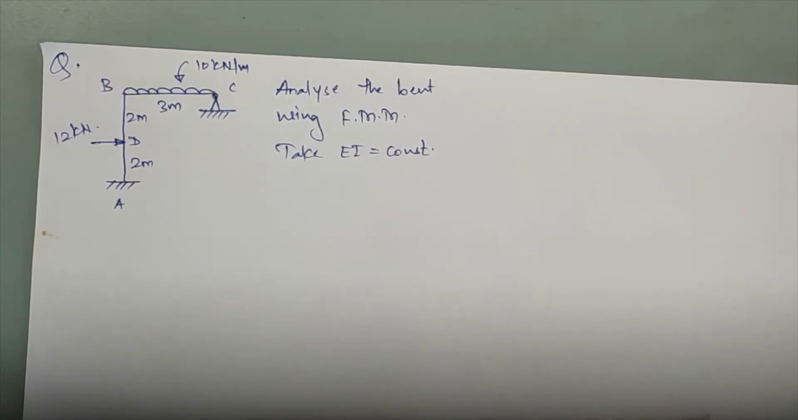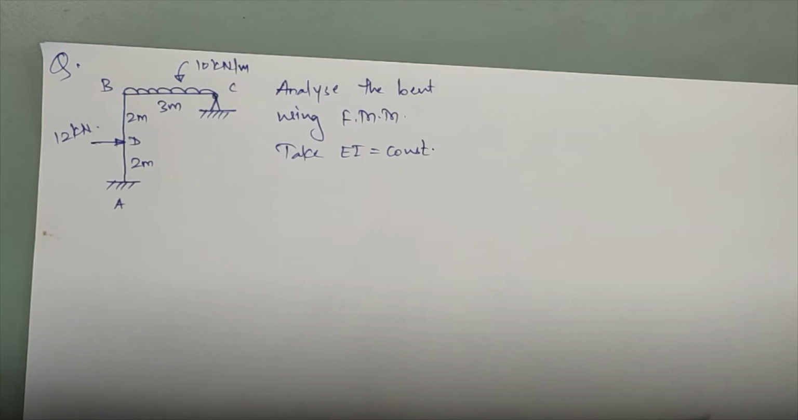Today we'll start with the numericals of frames using the flexibility matrix method. I have taken the first numerical, a right angle bent ABC whose column AB is loaded with a point load at the center, and the horizontal member BC is loaded with a uniformly distributed load. The EI value is to be taken constant for the frame.